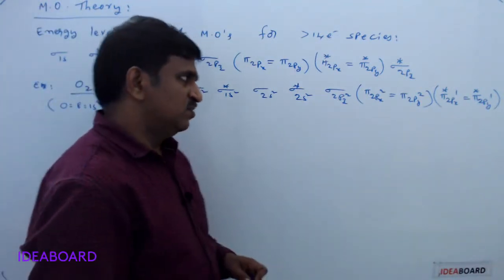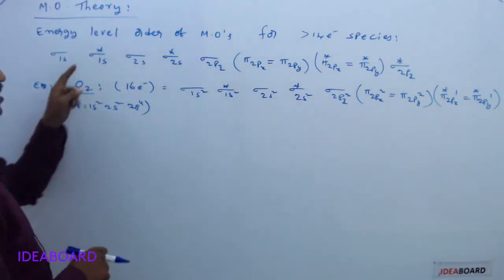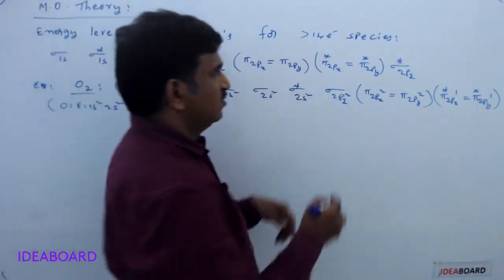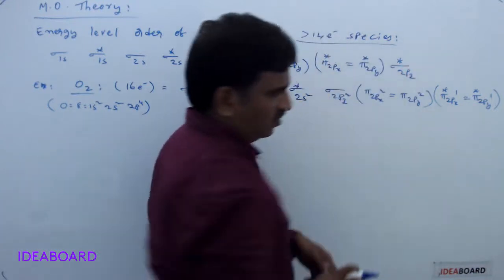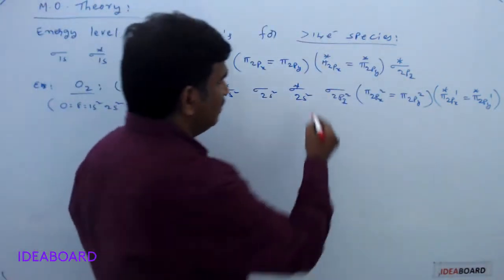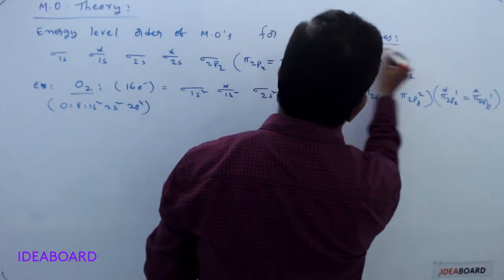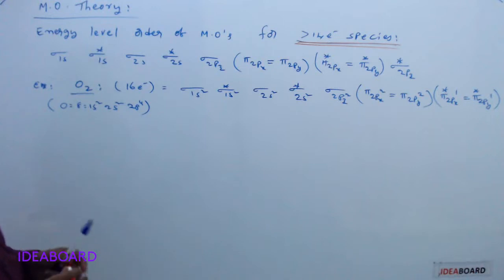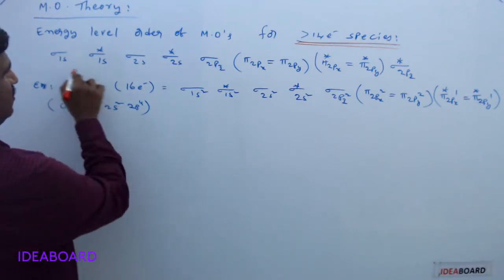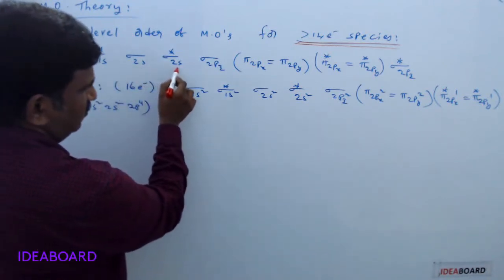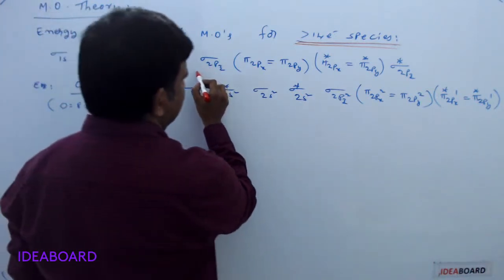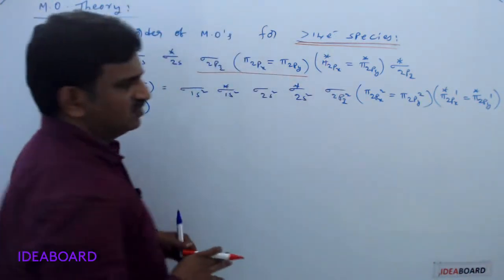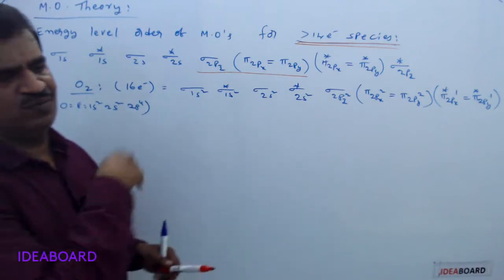Now we are going to the energy level order of molecular orbitals for more than 14 electrons, that is, species containing more than 14 electrons. When we have more than 14 electrons in a molecule or an ion, how can we write the configuration? For that, we write sigma 1s, sigma star 1s, sigma 2s, sigma star 2s, sigma 2pz. This is the only difference between less than 14 and more than 14.